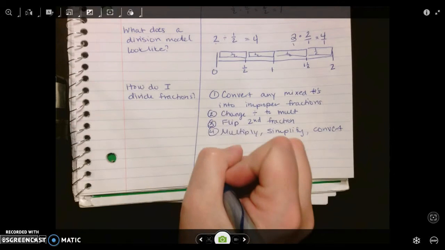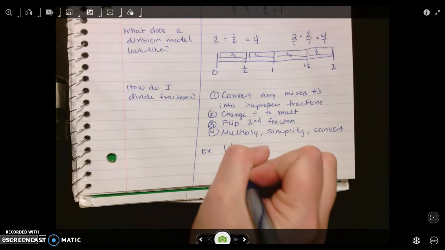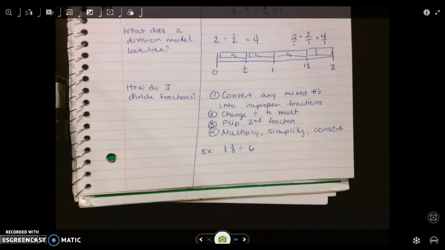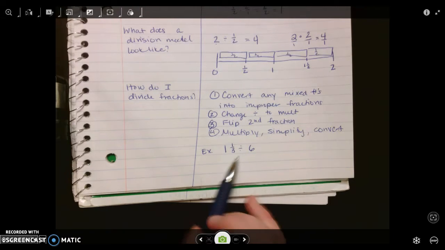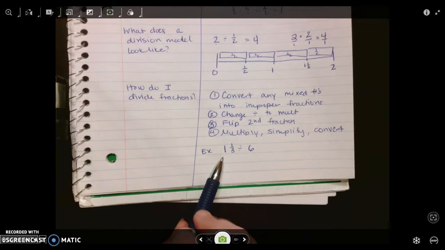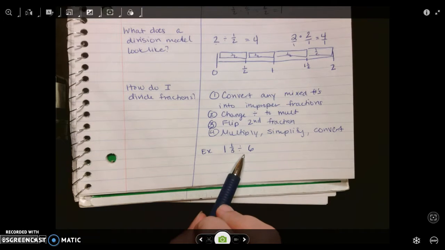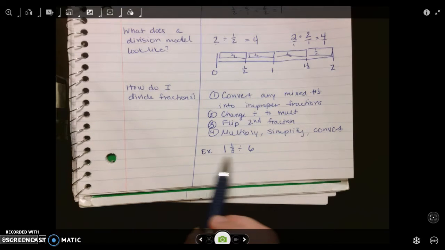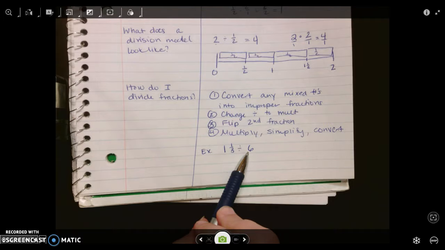So let's do one example. I'm going to take 1 1/3 and divide it by 6. Now I want you to think about this conceptually. I'm taking 1 1/3, think about what that looks like as a picture, and I'm dividing it by 6. Is my answer going to be greater than 1 1/3? Is it going to be smaller? My hope is that you're thinking that's going to be a smaller number, and that's true, because I'm taking something small and seeing how many large groups I can make out of it, and I can't make that many.